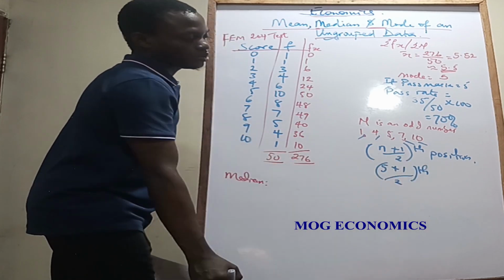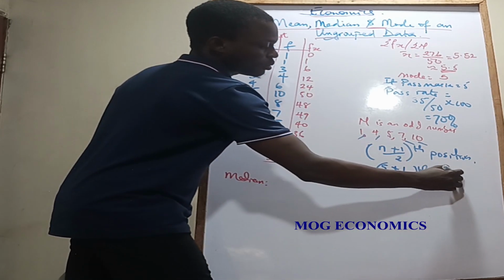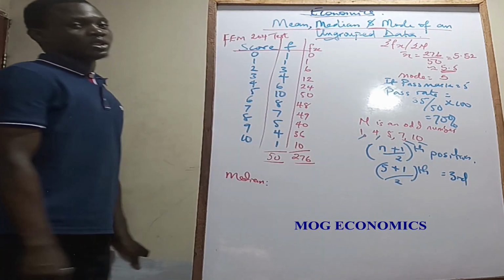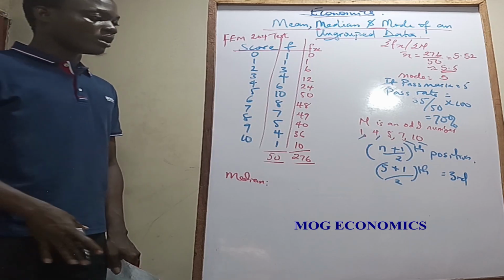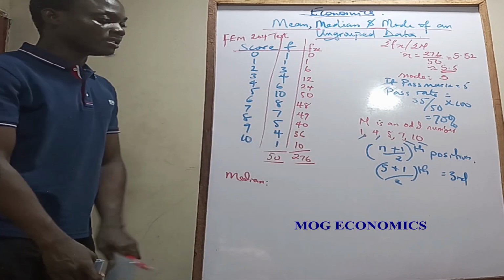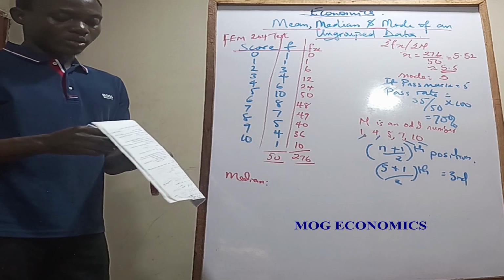So this is 6 over 2, and that will give you 3. So the third number is the median. The median is not 3, right? The median is the third number. So this is the formula that you use to find the median when you have an odd number.